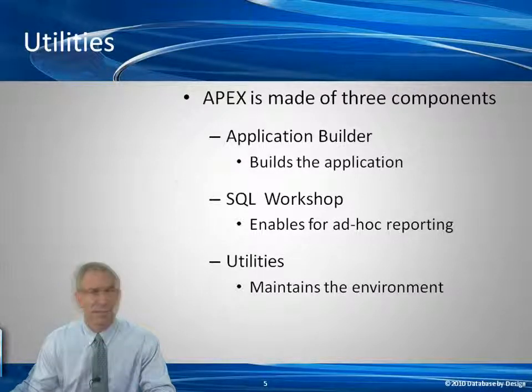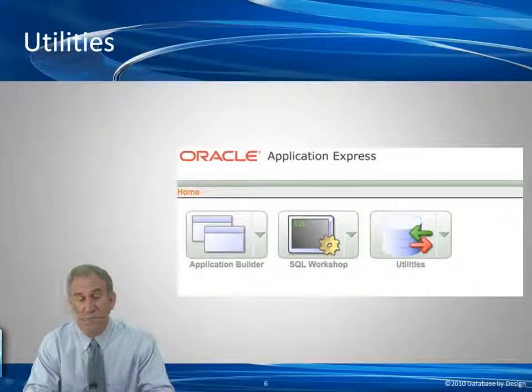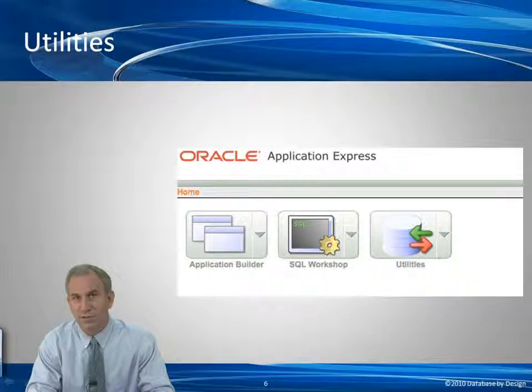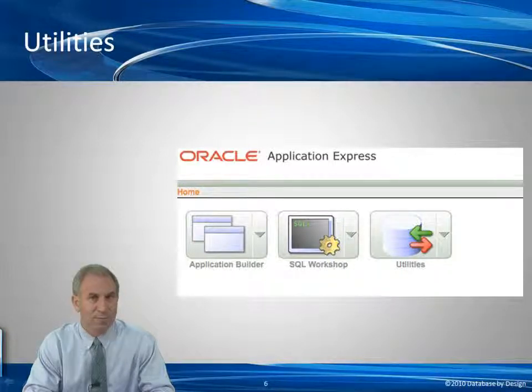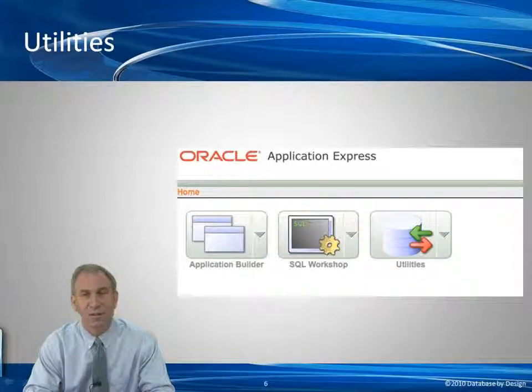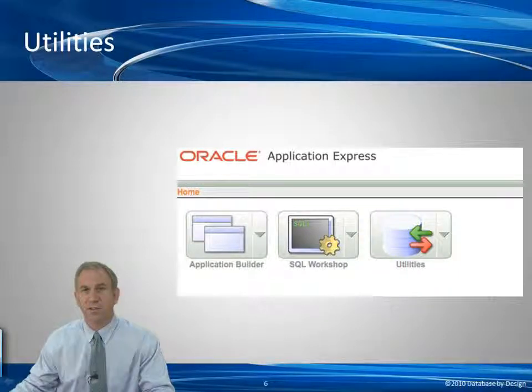What happens is that when you log into Application Express as a developer, you go to the local host and port 8080/Apex, and then it's going to prompt you for your workspace, your username and password. And assuming that those are developer usernames and passwords, and you're not an administrator, this is the screen that you're going to get: the Application Builder, the SQL Workshop, and then the utilities. And we're going to take a close look at the utilities.